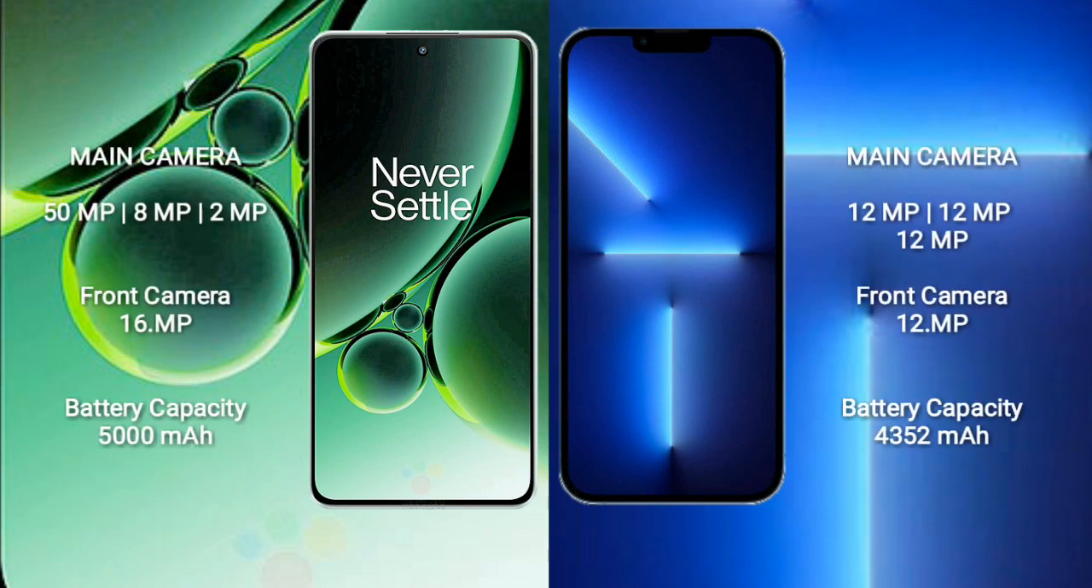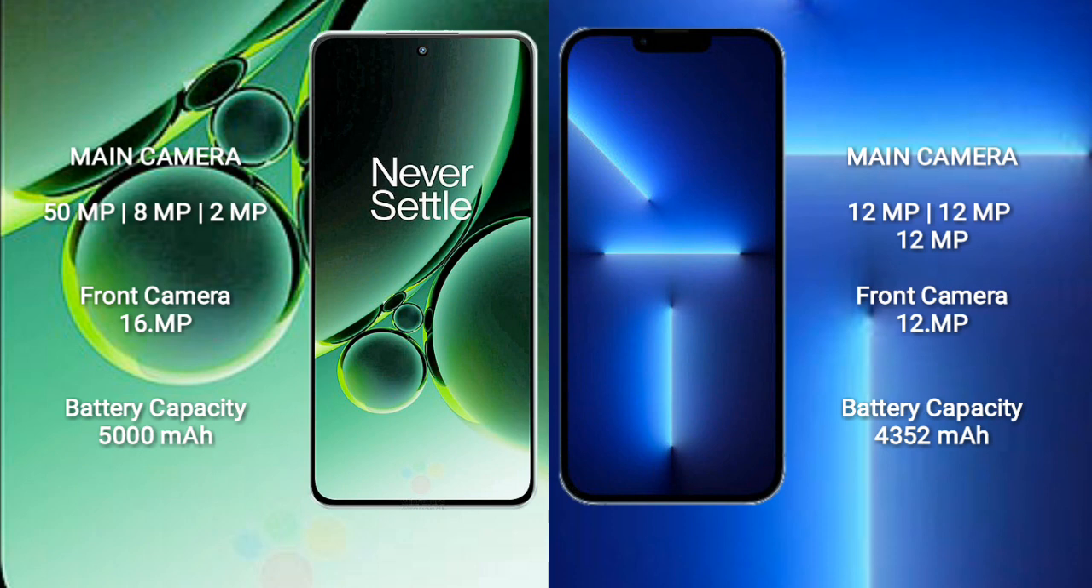OnePlus Nord 3 has a rear triple camera setup, 50MP plus 8MP plus 2MP, and a 16MP front camera. iPhone 13 Pro Max has a rear triple camera setup, 12MP plus 12MP plus 12MP, and a 12MP front camera.